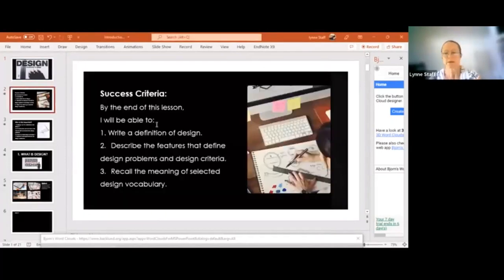Having a look at our success criteria, by the end of this lesson, you will be able to: 1, write a definition of design; 2, describe the features that define design problems and design criteria; and 3, recall the meaning of selected design vocabulary.